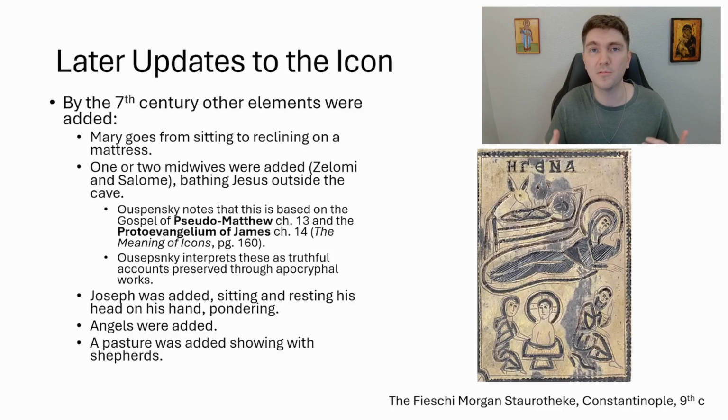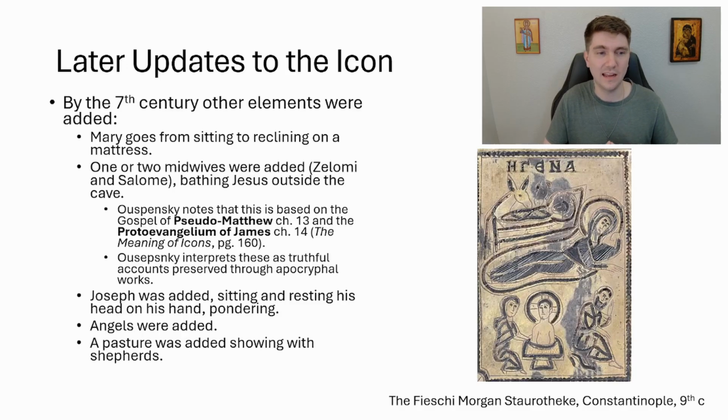So these both make references to a midwife. The Pseudo-Matthew example talks about two midwives bathing Jesus. And Uspensky interprets this as truthful events, actual historical events, even though they're preserved in apocryphal works. So you won't see these in the earliest icons. You will see them in later icons around the 6th, 7th century and later.